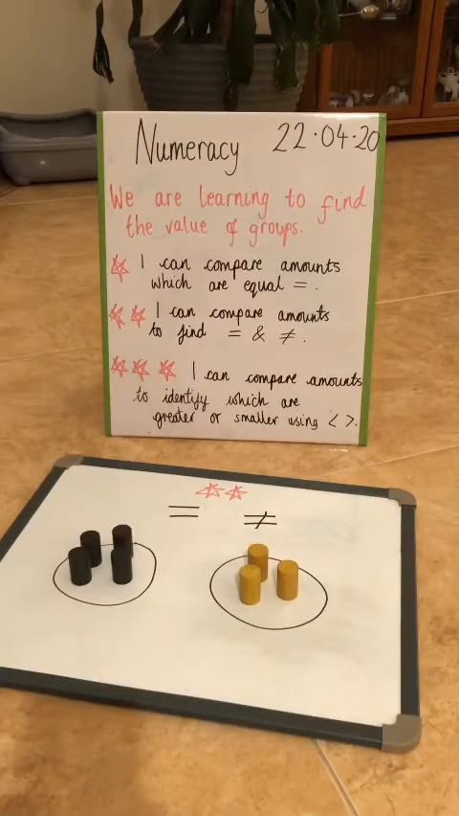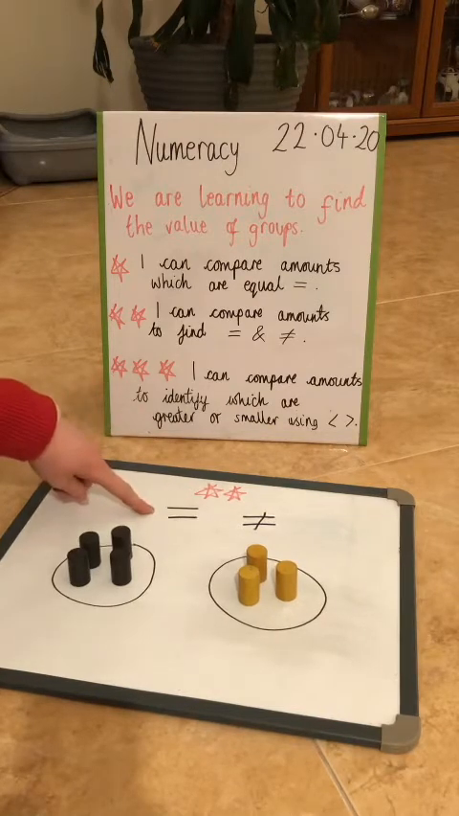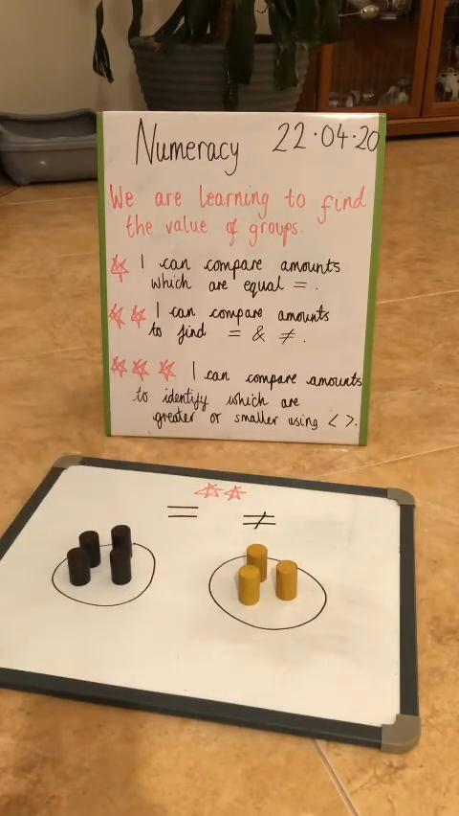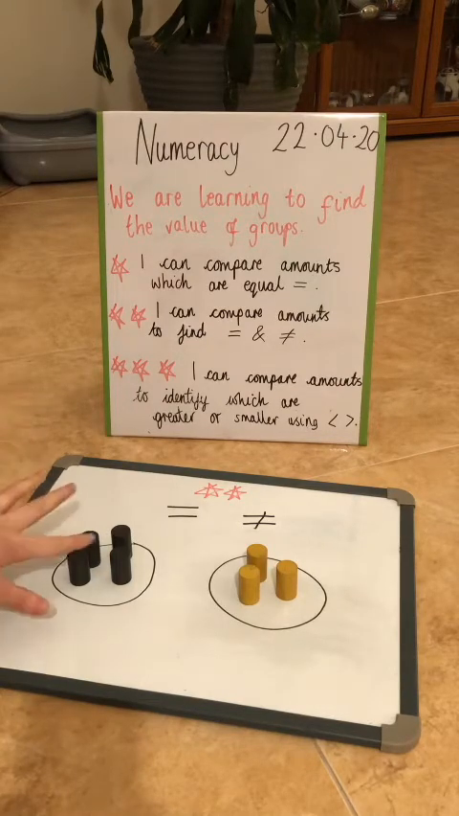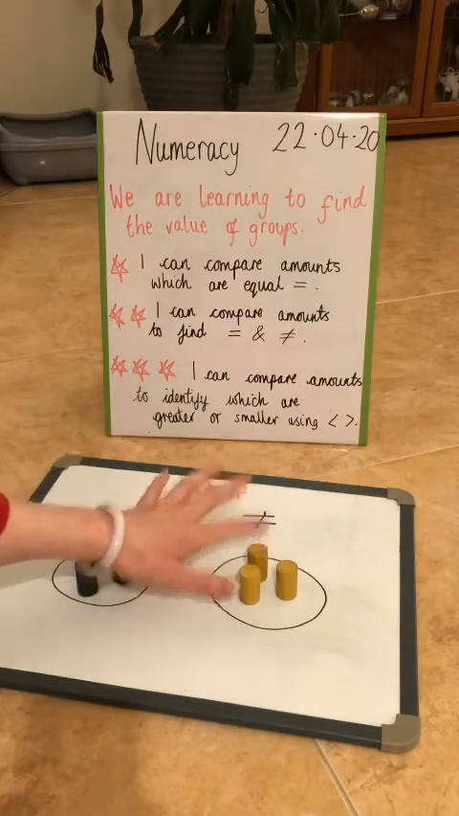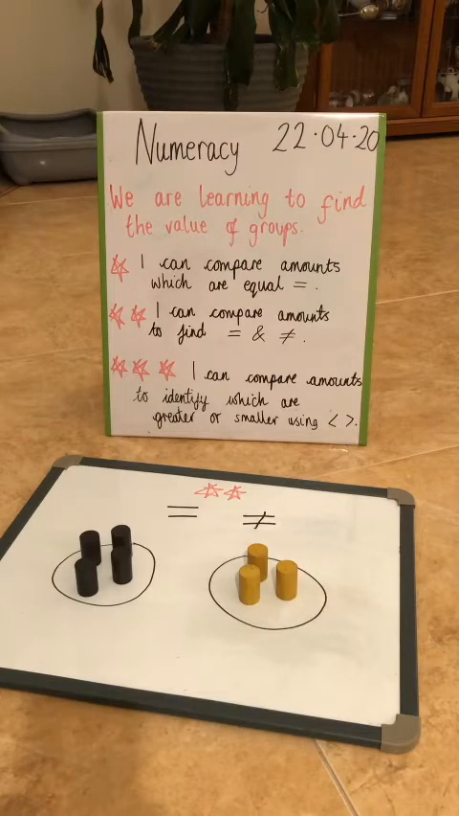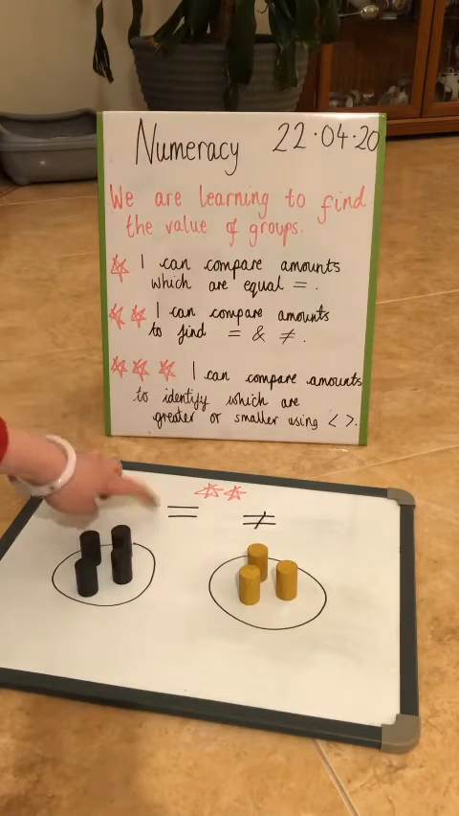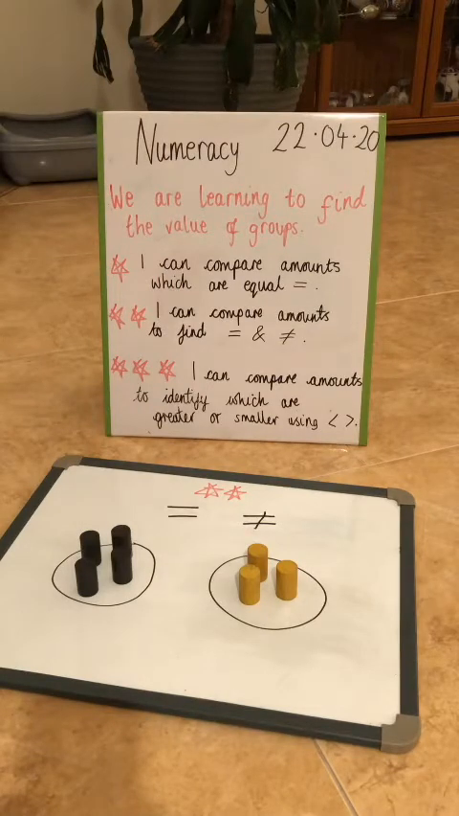If you are trying the 2-star challenge today, you are trying to compare amounts using the equals and the not equals sign. So we have 2 different amounts in front of us, and if we want to tell somebody whether we know they're equal or not equal, we need to use those signs. So we have got 1, 2, 3, 4 blocks there and 1, 2, 3 blocks there. Are they the same as each other? Are they equal? I'll let you have a minute to think.